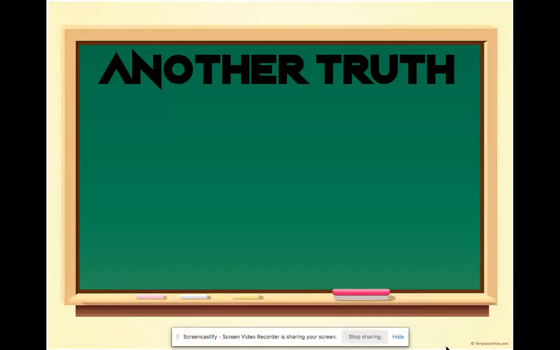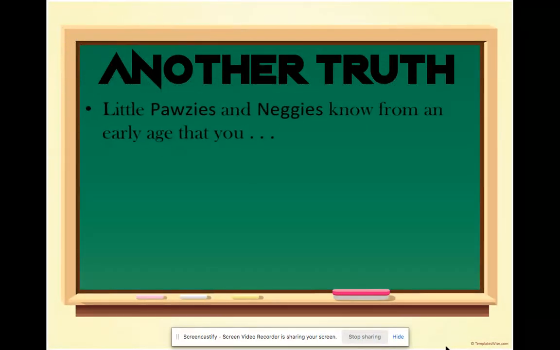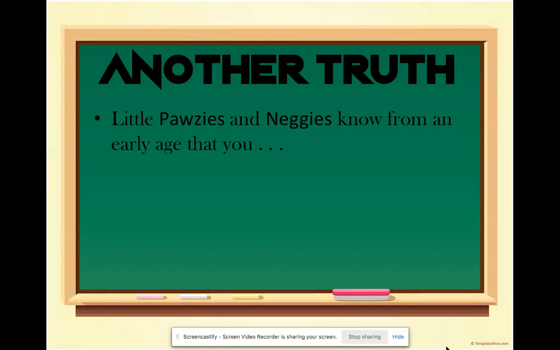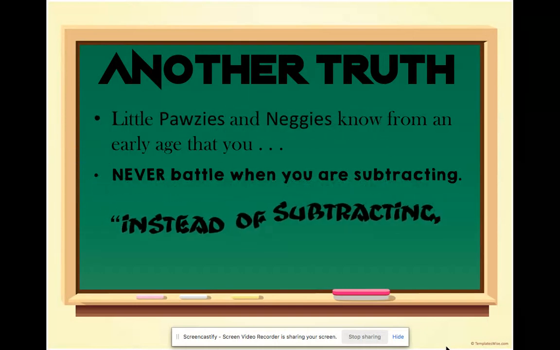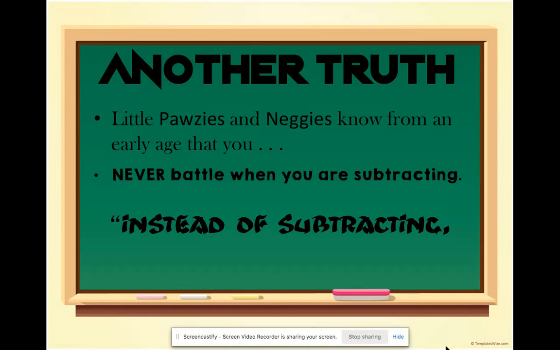This is something they also follow all the time. They cannot go against this rule, and they know it from an early age that no matter what, you never, ever, ever battle when you are subtracting, okay? Which means we can only battle when we are adding, all right? Does that make sense? So they learned a phrase. Instead of subtracting, we can add the opposite, okay? The phrase again: instead of subtracting, you can add the opposite.